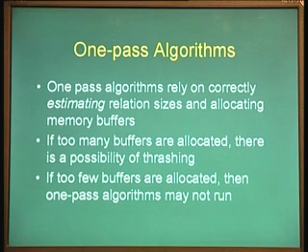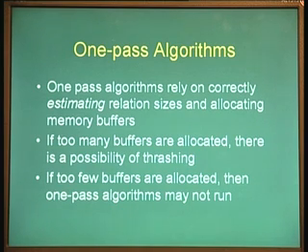Hence one pass algorithms rely to a very large extent on procuring good estimates of relation sizes in terms of the number of tuples. And if the estimation is wrong, that is, if too many buffers are allocated because the estimate is too high, then there is a possibility of thrashing. On the other hand, if the estimate is too low, then we may not be able to use one pass algorithms at all, because the relation won't fit into memory, and the strategies that we studied for one pass algorithms will no longer be applicable.